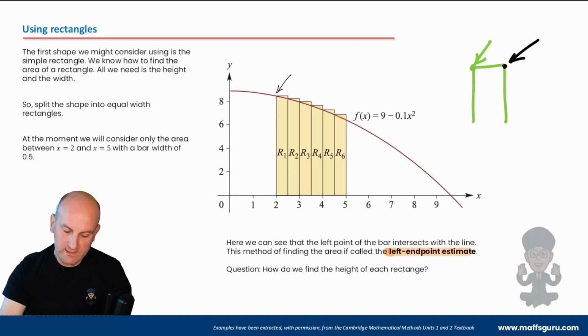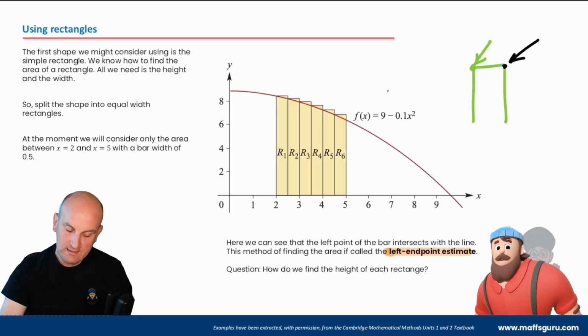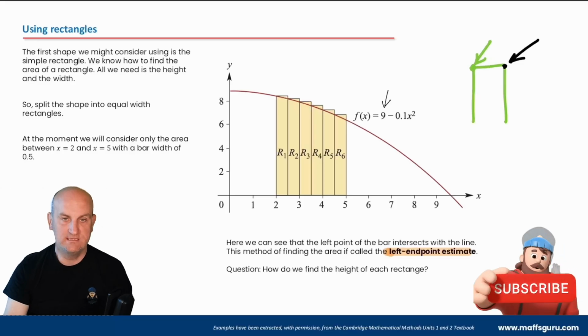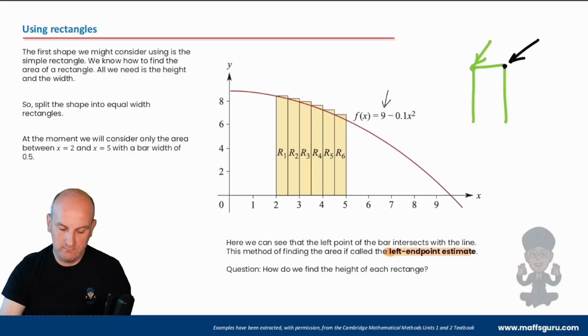Yes, because what we notice is that the left endpoint touches that graph there, or it touches the curve, doesn't it? And do I have a way of finding that coordinate position? Well, yes, of course we do, because what we know is that we've got a function, and every point on that function is 9 minus 0.1x squared. Well, for this point here, I know that x is equal to 2. So how could I find the height?